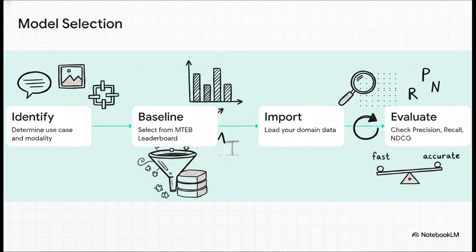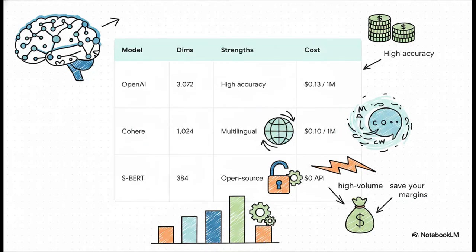You cannot just blindly trust a public benchmark. You absolutely have to run custom evaluations on your own dataset to find the right balance between latency and accuracy. Let's compare some real-world trade-offs to show you what I mean. OpenAI's Text Embedding 3 Large gives you massive 3,072-dimensional vectors with top-tier accuracy, but you're paying a premium of 13 cents per million tokens, and you inherit their API latency.